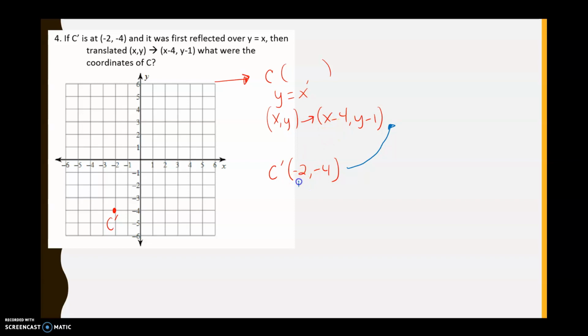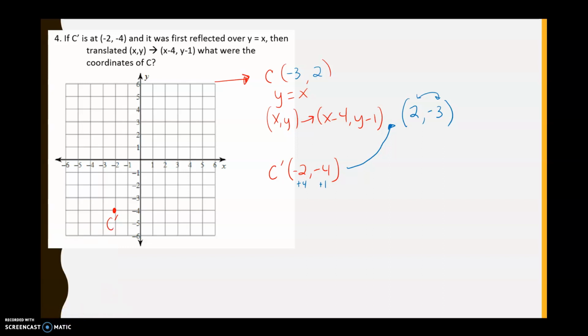So I'm going to have to add 4 instead of subtracting 4, and I'm going to have to add 1. So my new coordinate is going to be -2 plus 4, which is 2, and then -4 plus 1 is -3. And then before that happened, it was reflected over the line y equals x. For y equals x, that means I'm going to flip these guys. So I'm going to get my point to be -3, 2.